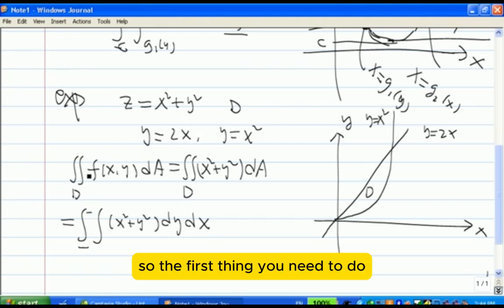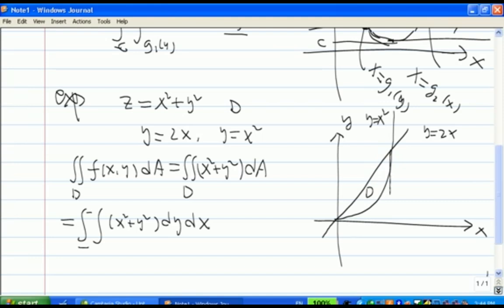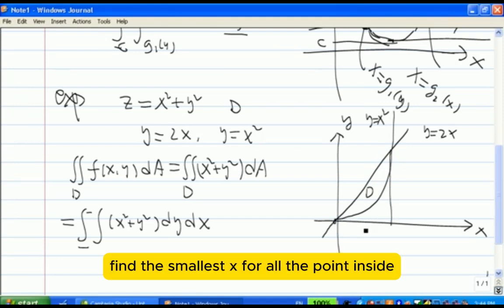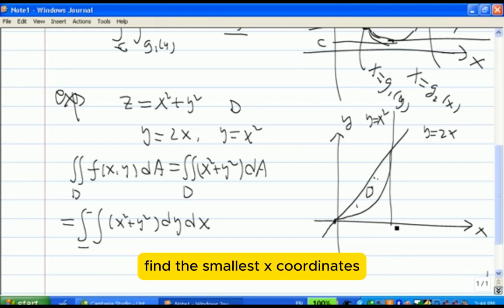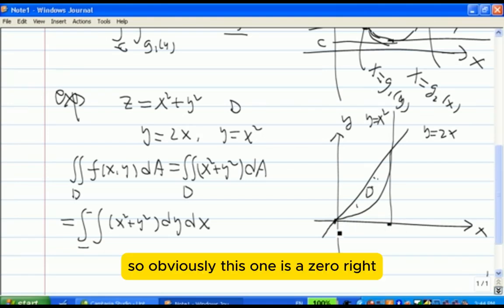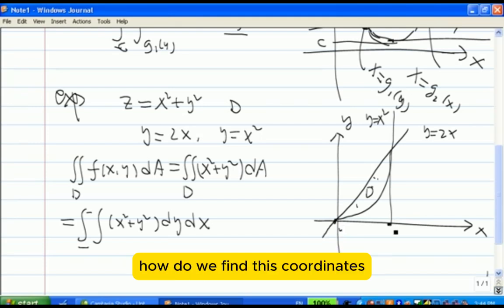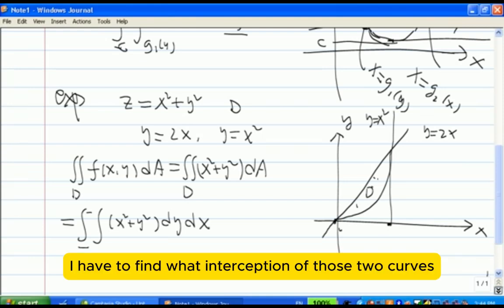So the first thing you need to do is make a projection of this region D on the x-axis. In other words, find the smallest x for all the points inside, and the largest one here. Obviously this one is 0, right? Okay, how do we find these coordinates? First of all, we have to find the intersection of those two curves.